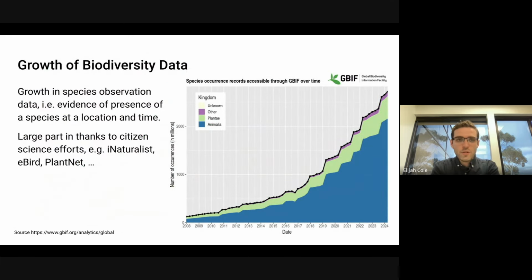Fortunately, there's been a huge growth in the amount of biodiversity data that's available out there. This plot is showing the growth of species observation data in a resource called GBIF, the Global Biodiversity Information Facility. It's a clearinghouse that collects species observations from lots of different platforms, including community science efforts like iNaturalist, eBird, and PlantNet that allow regular people to collect species observations as they go about their daily lives, out on hikes or walking through their cities.